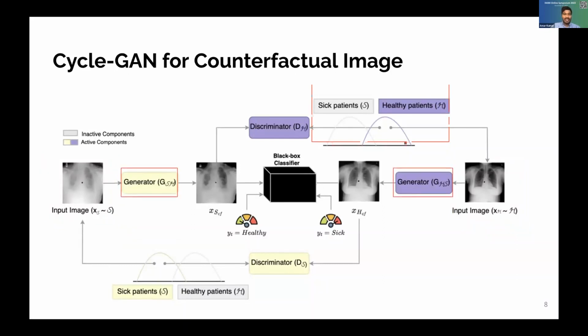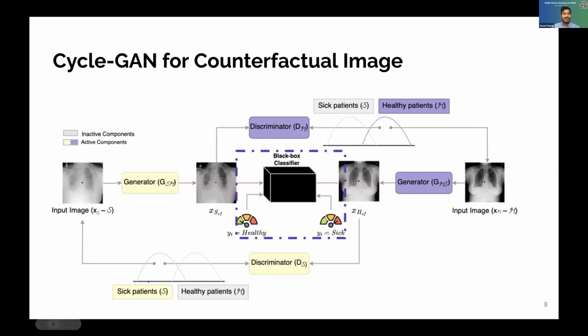Then two generators are trained independently of each other, which try to change the domain of the input image. For example, if the input image is a sick sample, the generator tries to transform this sick sample to a healthy sample. And then, based on the usual GAN approach, a discriminator tries to discriminate the synthesized counterfactual image, which is supervised by this black box classifier, which sits at the heart of this network.